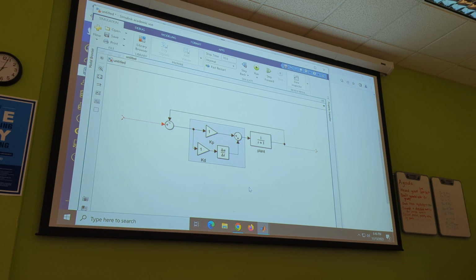Yeah, it's unity feedback because you're feeding back what your actual output is, and you're not applying a gain to it. You're applying a gain of 1. Yeah, and it's asking what is the type of the closed loop system?